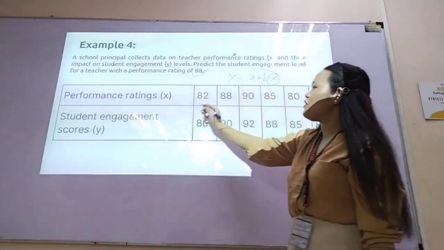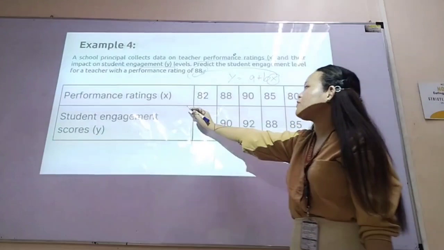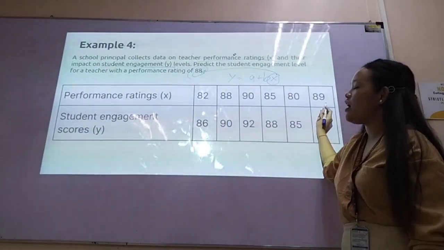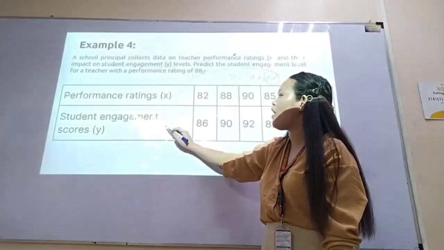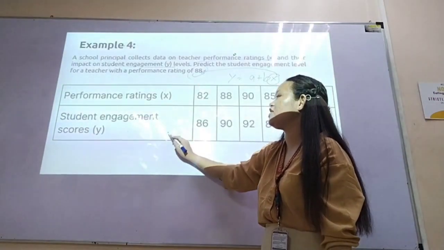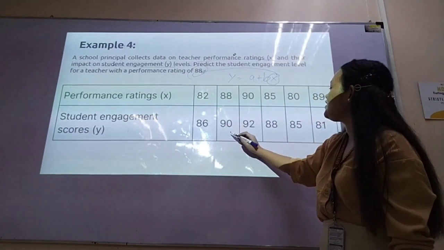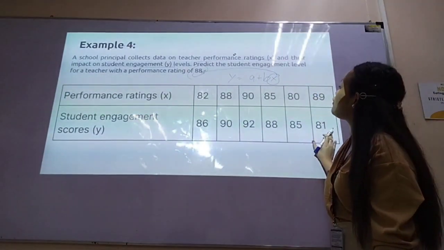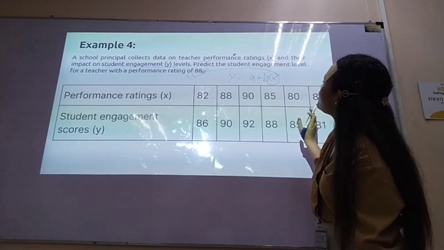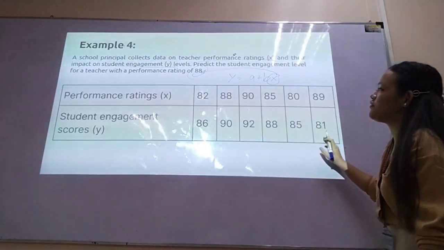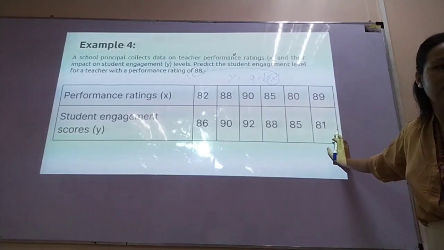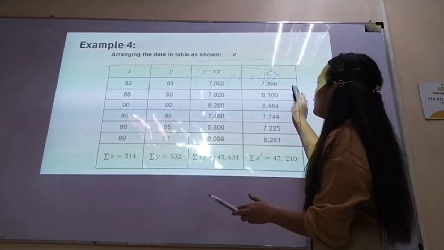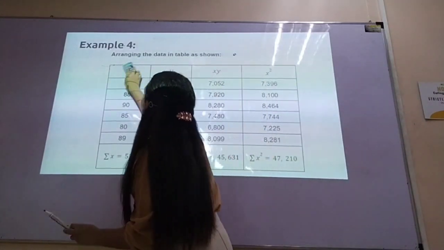Now, our performance ratings, or x variables, contain the figures 82, 88, 90, 85, 80, and 89, which correspond to our y, or the dependent variable, the student engagement scores, which are 86, 90, 92, 88, 85, and 81. So we're going to look for the student engagement level for a teacher with a performance rating of 88. Here again, as the first step, we arrange the data in the tables as shown earlier.